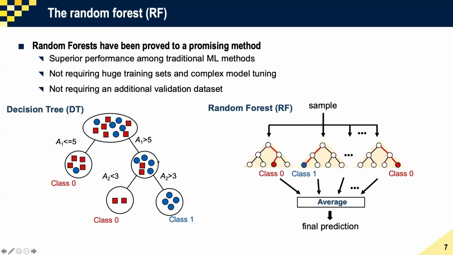An RF is basically an ensemble method based on decision trees, in which a group of shallow trees are trained from a subset of samples with a subset of features. And the final result of an RF is the average of all the DTs.